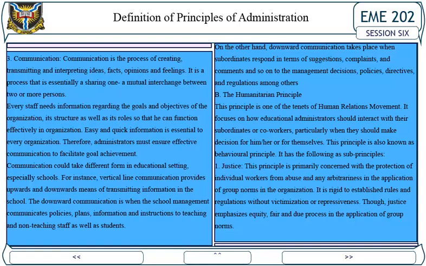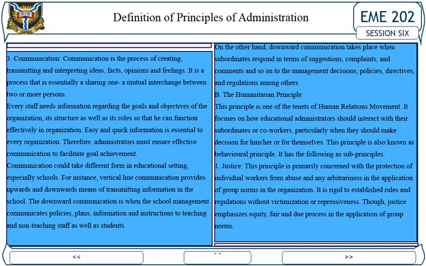Easy and quick information is essential to every organization. Therefore, administrators must ensure effective communication to facilitate goal achievement. Communication could take different forms in educational settings, especially schools.